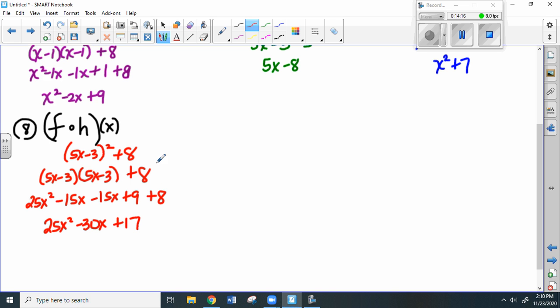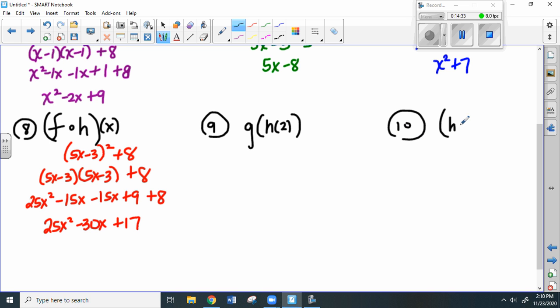Okay, now the next two, I'm going to put a number. All right, so instead of saying G of H of X, I'm going to say G of H of 2. I'm going to go ahead and write number 10 as well. Let's do H composed with F, but then I'm going to put a negative 6.